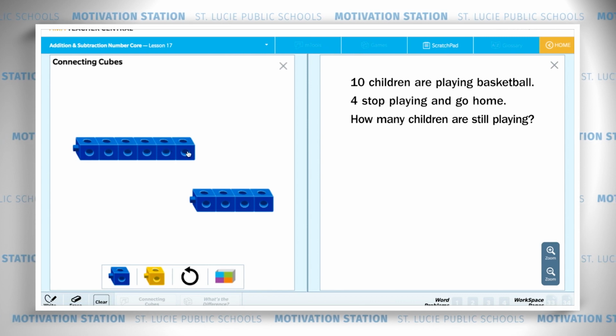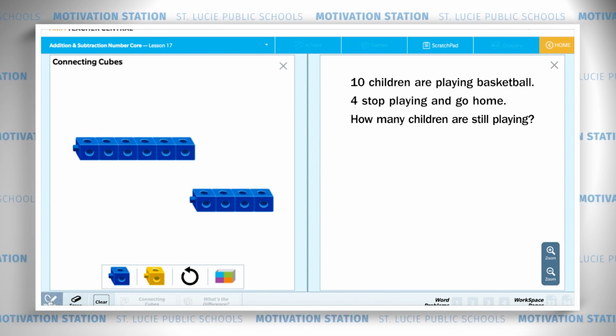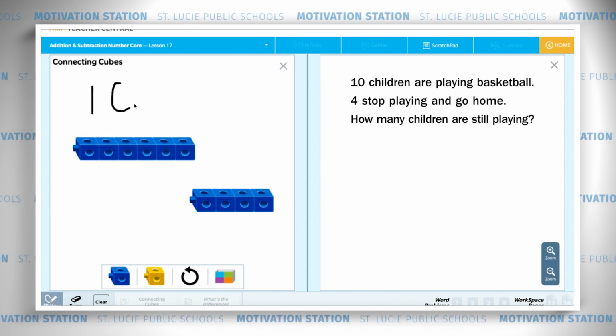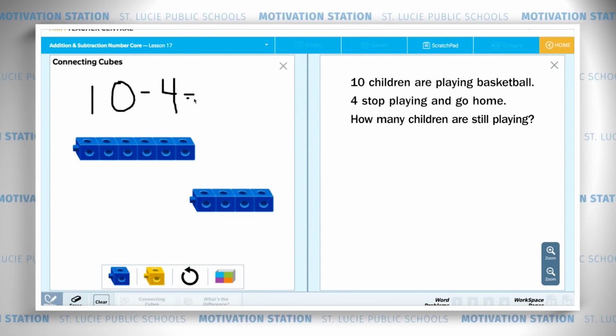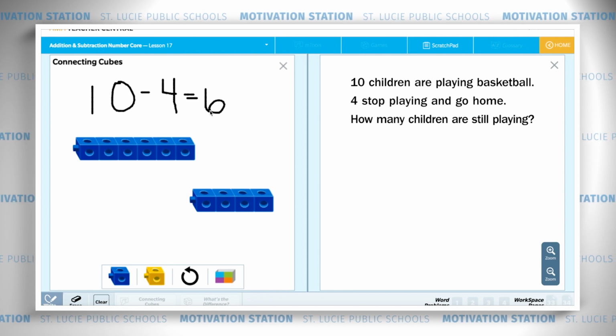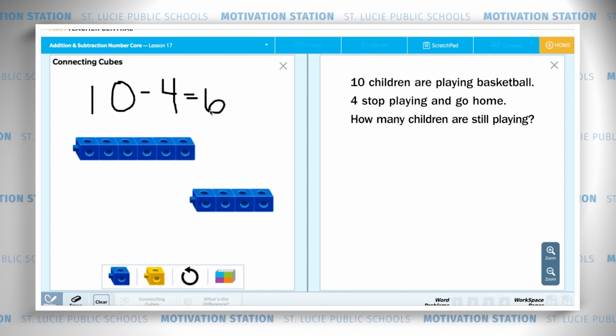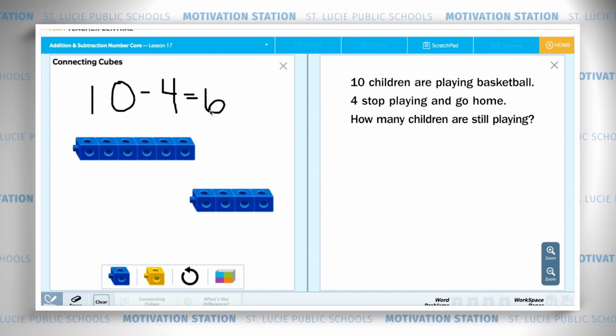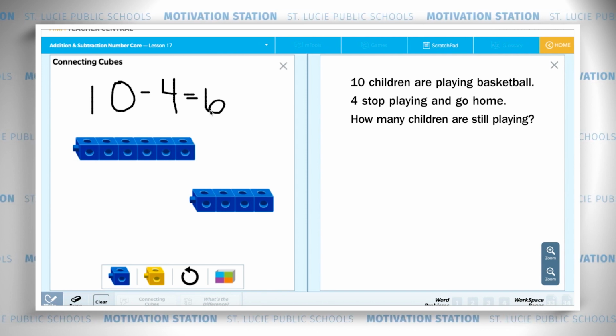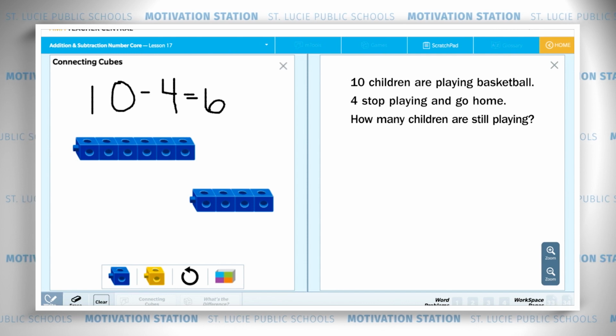So what equation can we write? 10 minus 4 equals 6. How many children are still playing after the 4 leave to go home? You're right, 6. Awesome job working on these problems.